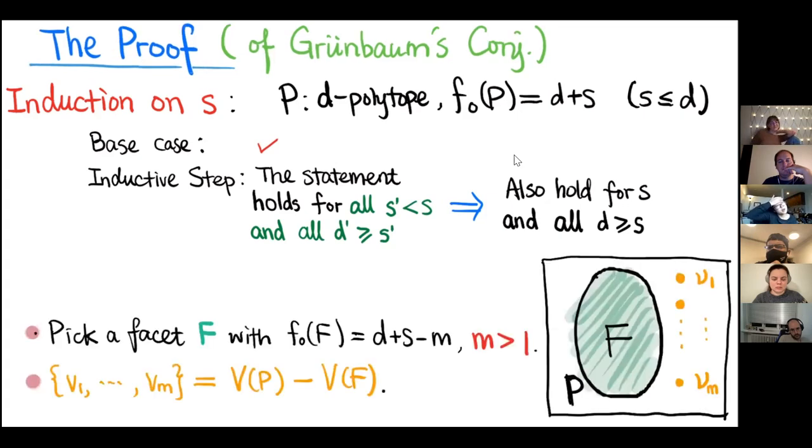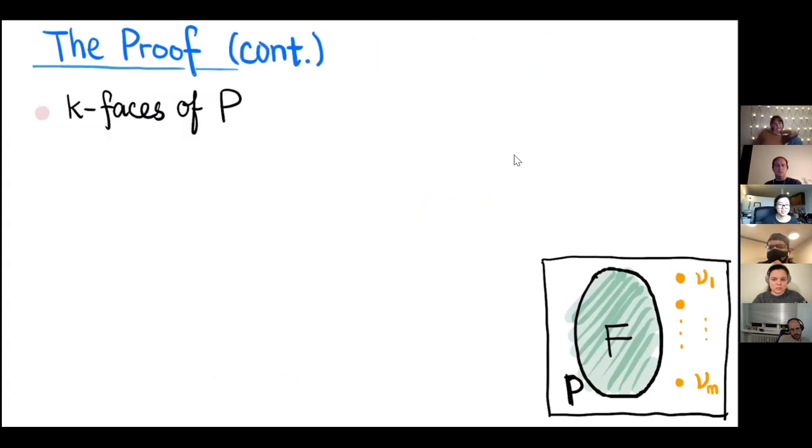Okay, we start by picking a facet F, and all we need for F is that it has at least 2 vertices outside of it, so we can do the induction. In this naive picture, the green part is F, and we label the outside vertices V1 through Vm. And we can start counting immediately. So we want to count the k faces of P, and they will fall naturally into two categories. Either it's a k face of F, or it should contain some of the outside vertices.